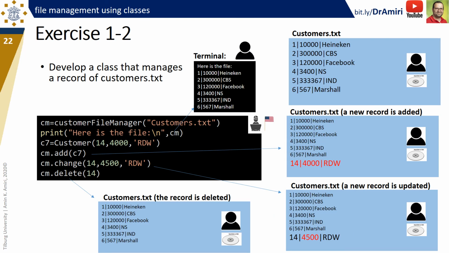Now that you learned how to create a file manager class, I would like you to copy, imitate this activity for the customers.txt file. I would like to have a class called customer file manager that gets the name of the file, in this case customers.txt, and the user can easily print the instance of the class to show the content of the file to the user, and he can also use add, change, and delete methods to update the file.